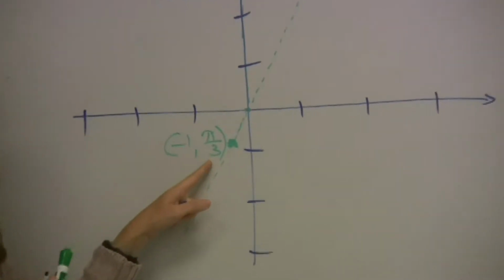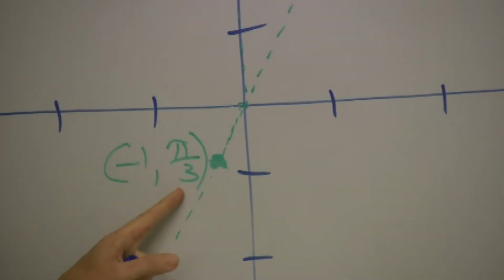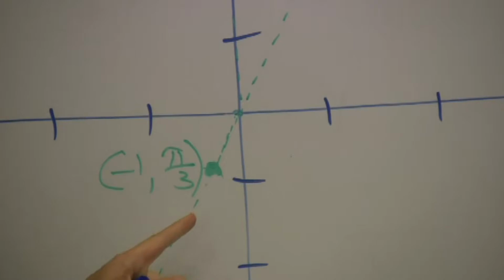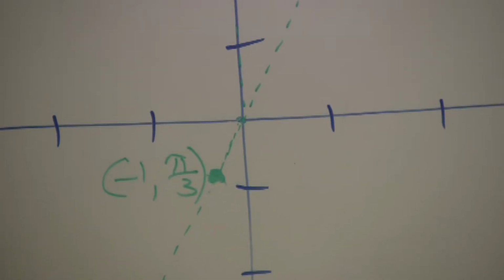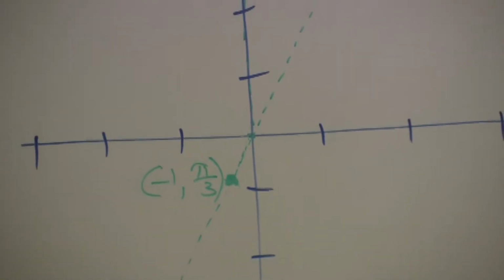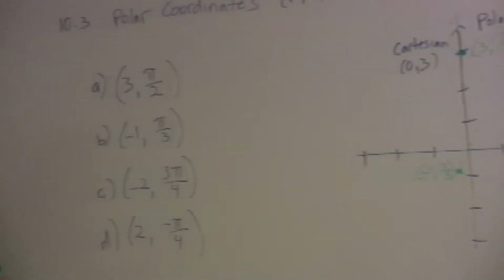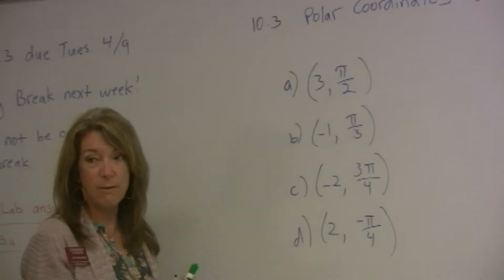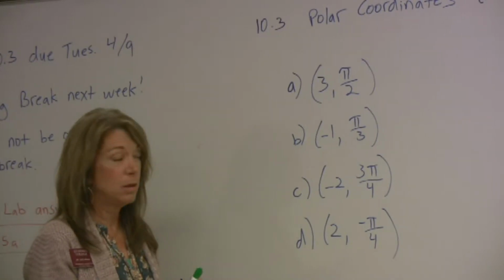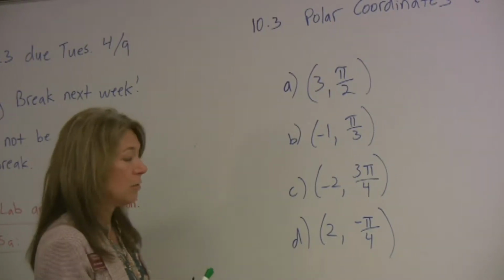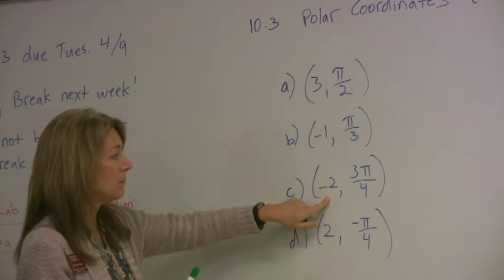Notice that even though pi over 3 is in the first quadrant, my point's not in the first quadrant. Questions on that one? People don't like those negative ones. You see why I step backwards? Okay. No questions? Let's do this one then.